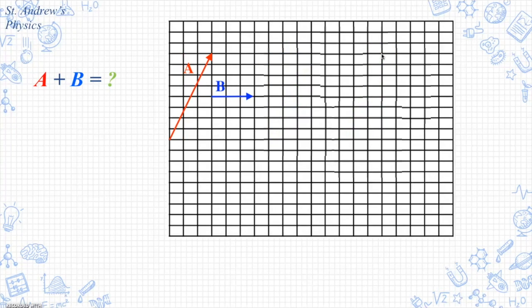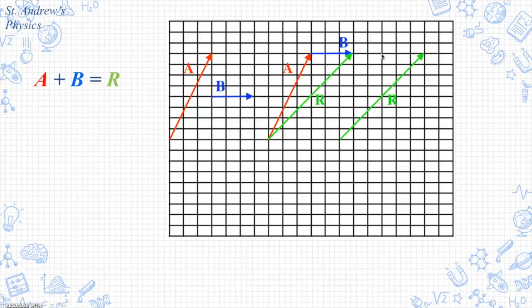We'll try another, a little bit more difficult. A is now pointed off into some other direction, up and to the right, and B is directly to the right. When we add them together, A plus B as vectors, head to tail, we end up with a long resultant vector R, and graphically we can see that R looks like this.